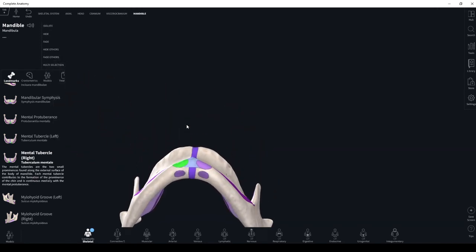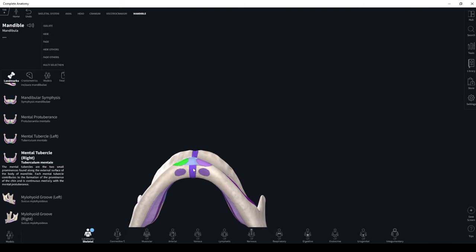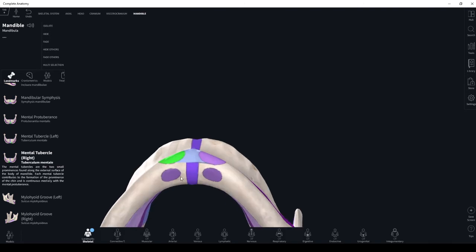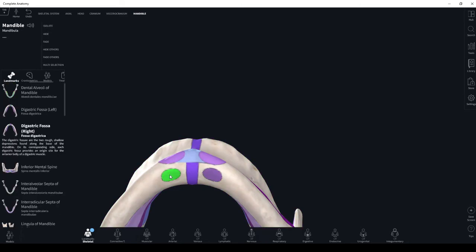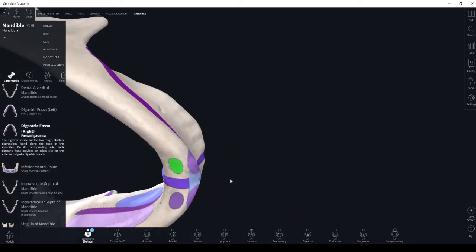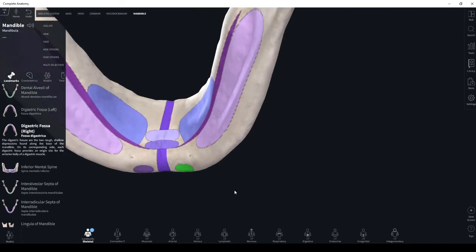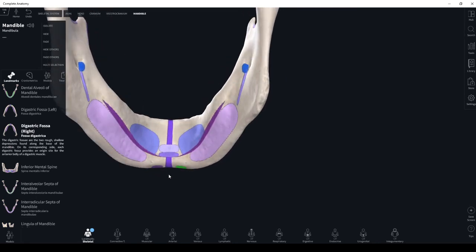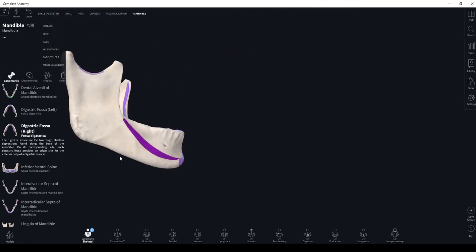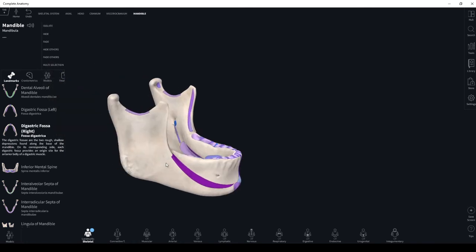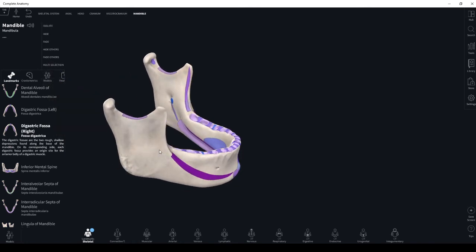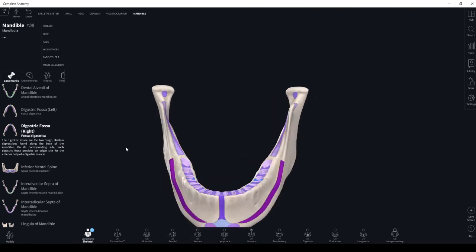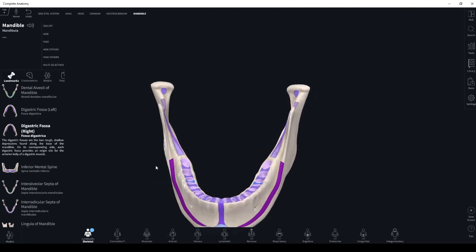On the basal surface of the mandible, you can find the two digastric fossae, the site of attachment and origin of the digastric muscle. Okay, next, the external surface of the mandible is done.